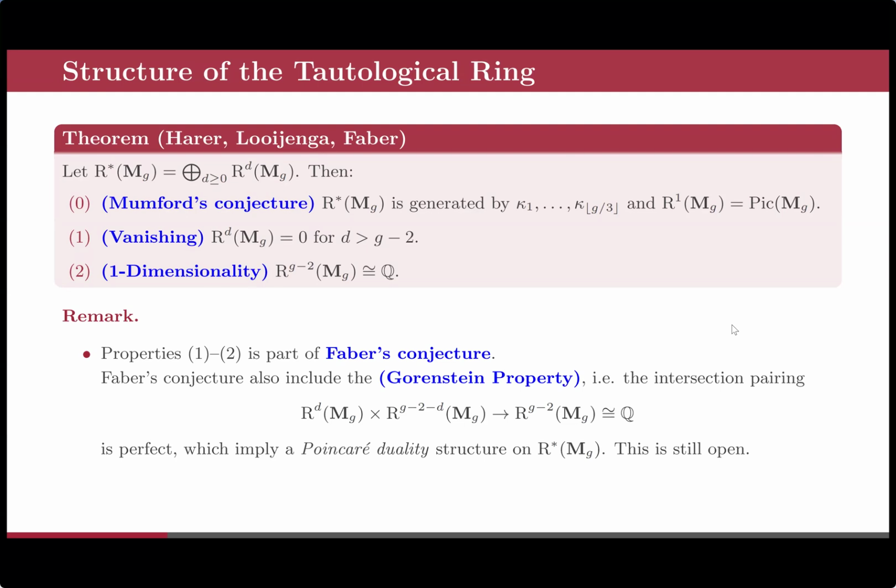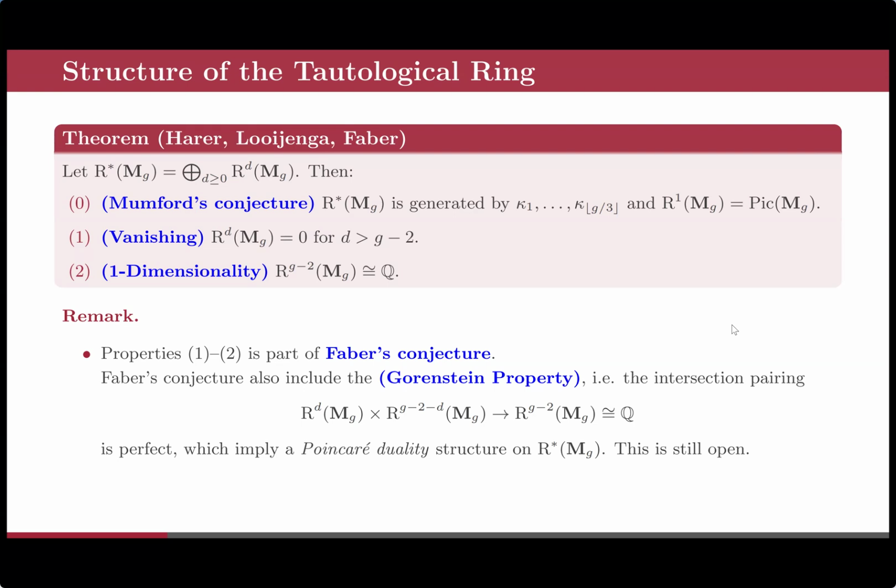Here is some remark. Properties 1 and 2 are actually part of Faber's conjecture. So Faber has made a conjecture on the structure of this ring, not only for the generators, but also for the relations between them. So actually Faber's conjecture includes the so-called Gorenstein property, which means the intersection pairing from R^D to R^{g-2-D} is perfect.